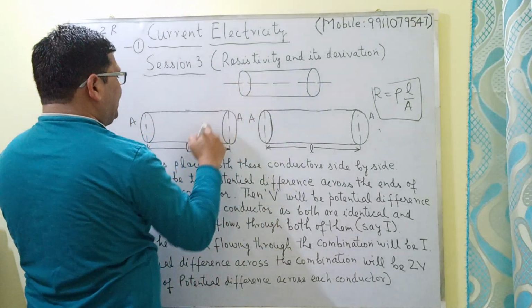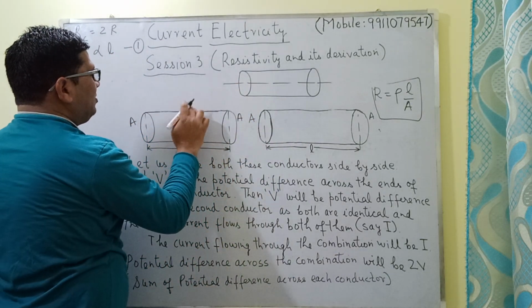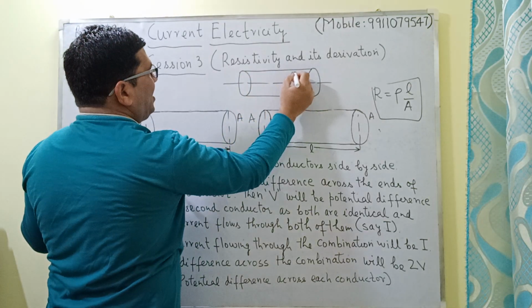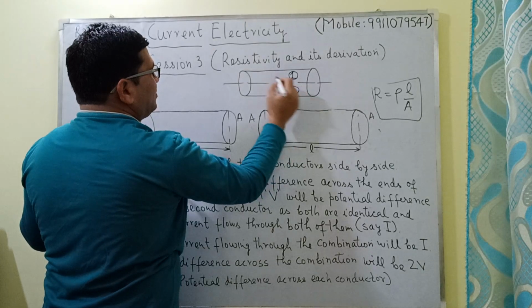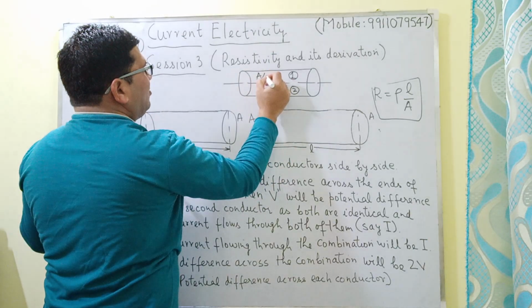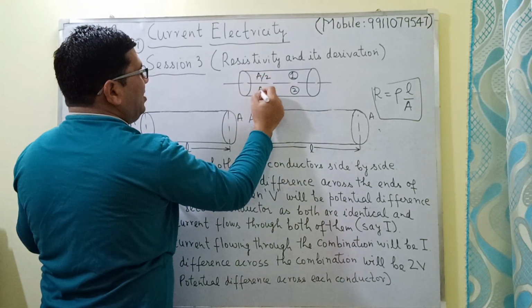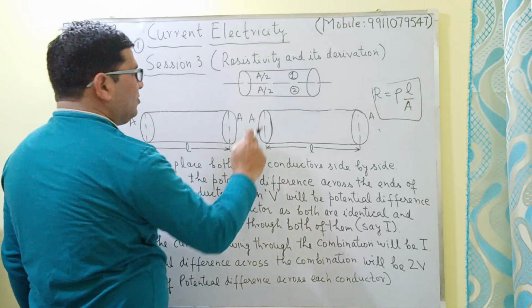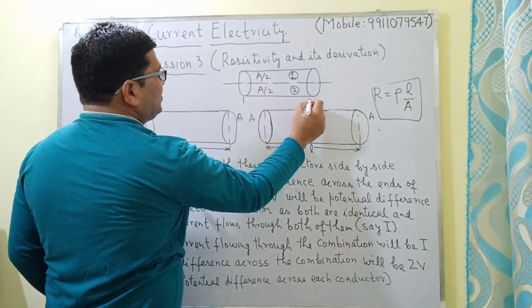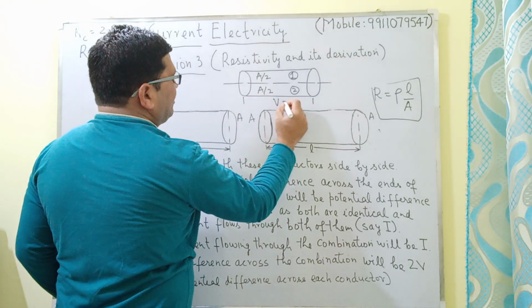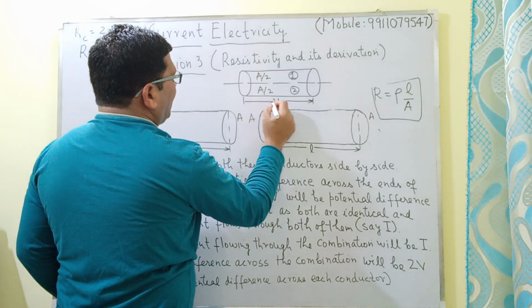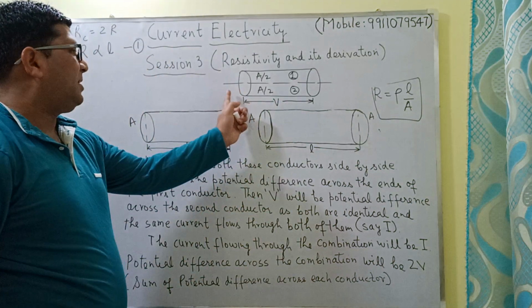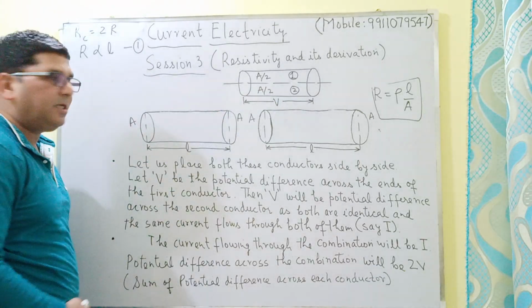Okay, now since the area of the cross section is equal to A, the area of cross section of these two parts, let us say this is the first part and this is the second part, the area of cross section of the first part will be A by 2, and the area of cross section of this second part will also be equal to A by 2. Now the potential difference across the ends of this conductor has been taken as V. We have already taken it as V. Now the current which is flowing through this conductor is I.